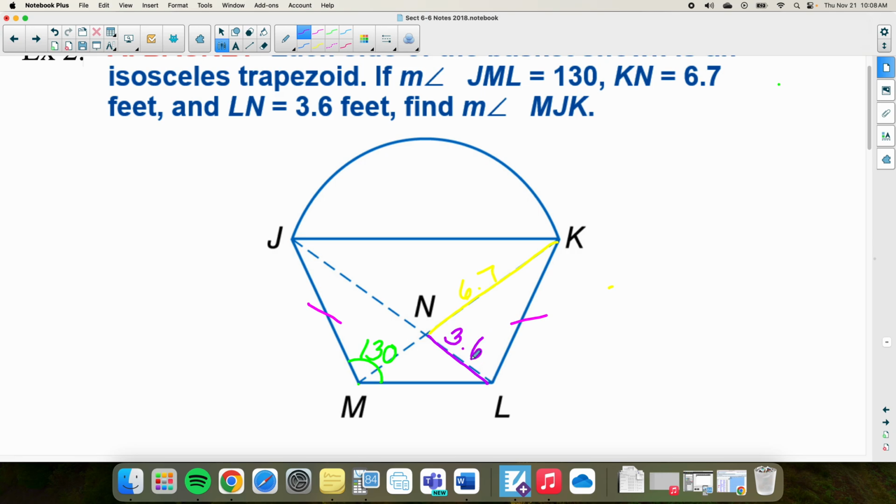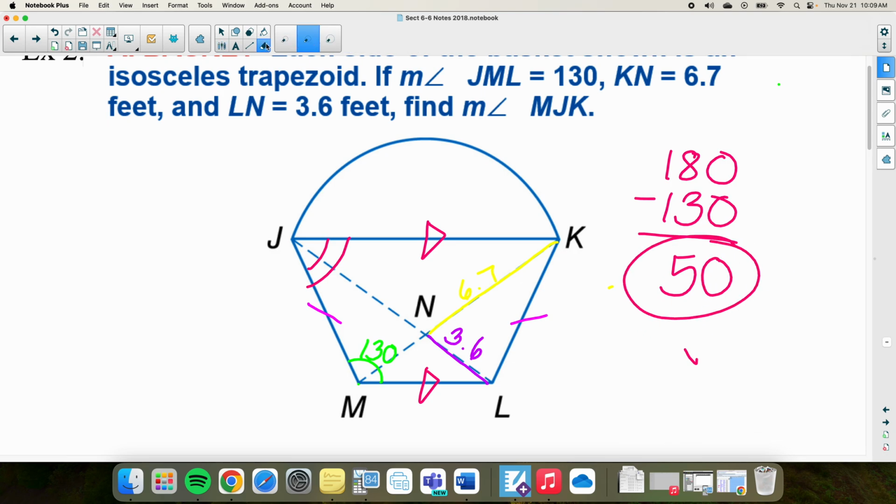okay? And what they're asking us to do is find the measure of angle MJK. MJK is this angle right here. So in this particular problem, these two distances don't matter at all. But if this is 130, what would that be? 50, right? Because these are parallel, and these would be supplementary. So angle MJK is just going to be 180 minus 130, which is 50.